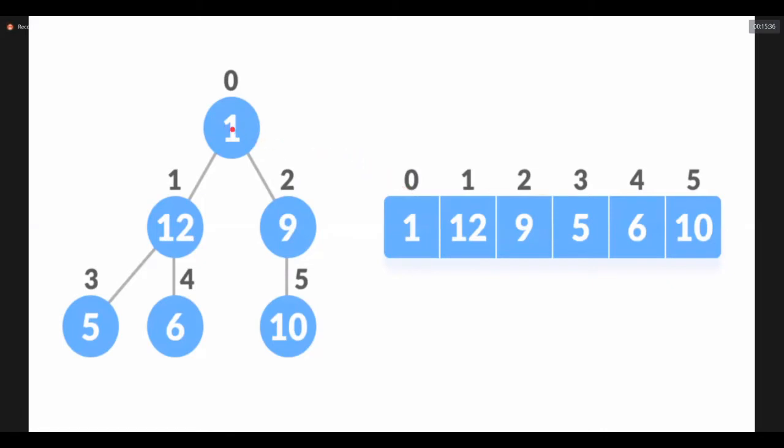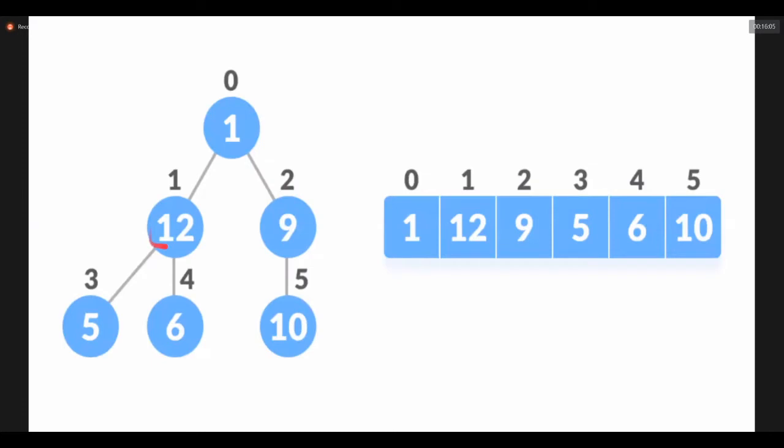Next, the left child is placed at 2i plus 1. So 2 into 0 plus 1 means 1, so 12 is placed at array index 1. Next, the right child is placed at 2i plus 2. What is the i value, the index of the root? 0. So 2 into 0 plus 2 is 2, so 9 is placed at the second index. So the left child and right child of 1 are placed in the array.